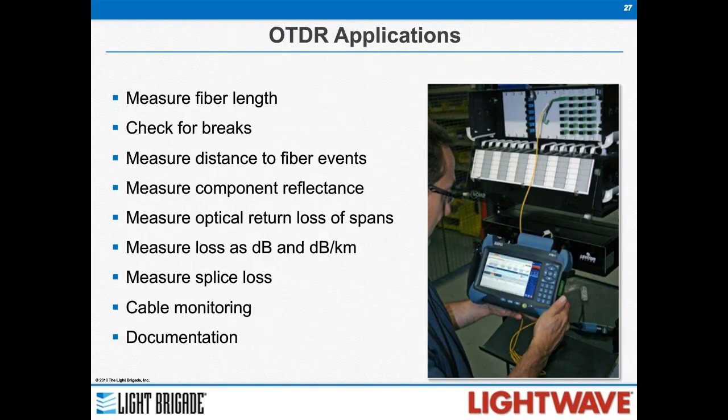OTDRs. Again, choosing the right equipment is key. There are a lot of things to consider when you choose an OTDR. You're going to use that piece of equipment to measure the length of your fiber, to check for breaks, to look at where your events are, events being connectors, bends, micro bends, splices. Most OTDRs will give you optical return loss values as well. So all these things are going to be done. You need to have the right OTDR for whatever you're testing.